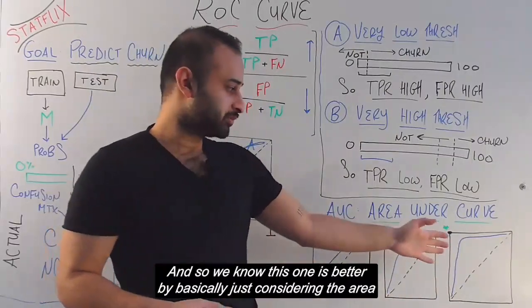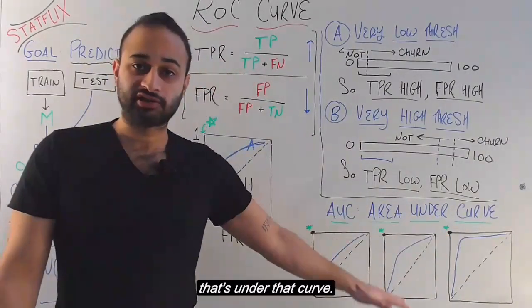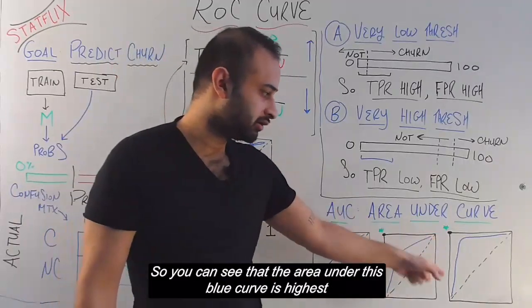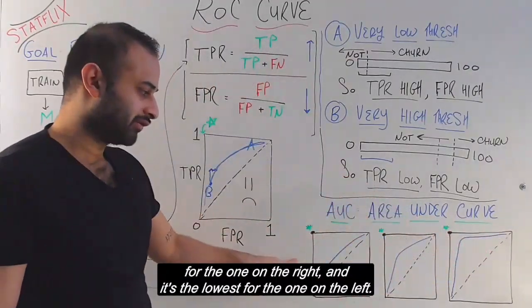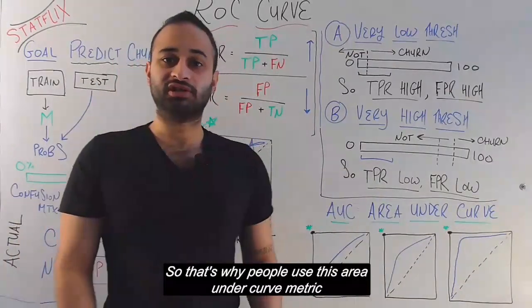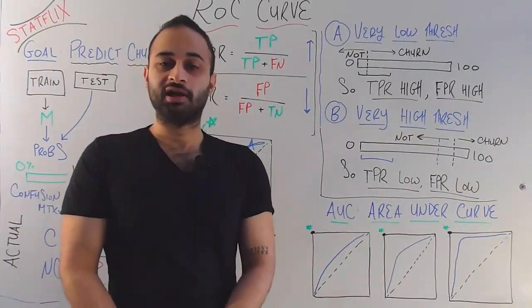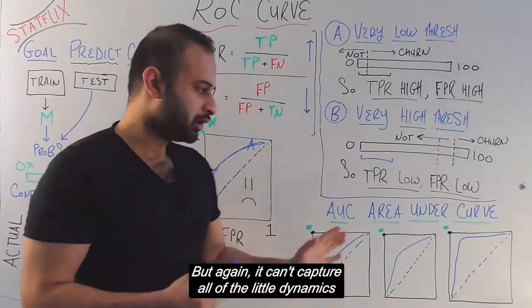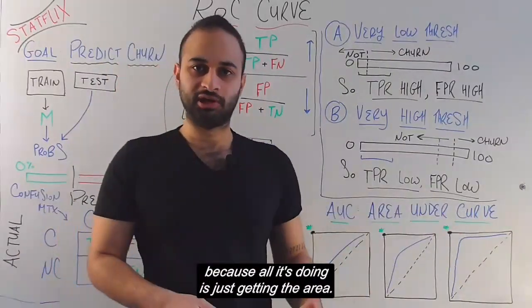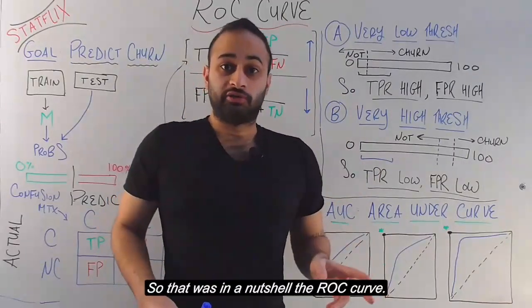And so we know this one is better by basically just considering the area under that curve. You can see that the area under this blue curve is highest for the one on the right, and it's the lowest for the one on the left. So that's why people use this area under curve metric as a proxy for determining which is the best ROC curve. But again, it can't capture all of the little dynamics because all it's doing is just getting the area. So that was, in a nutshell, the ROC curve.